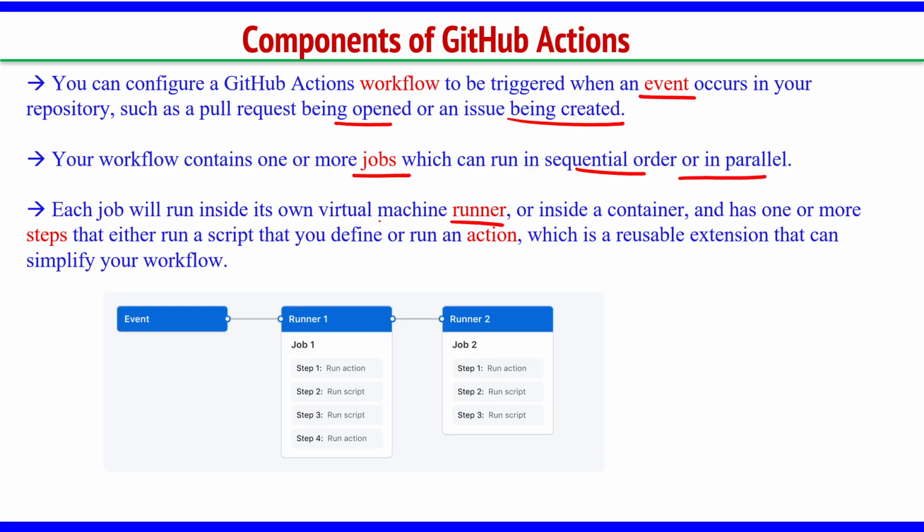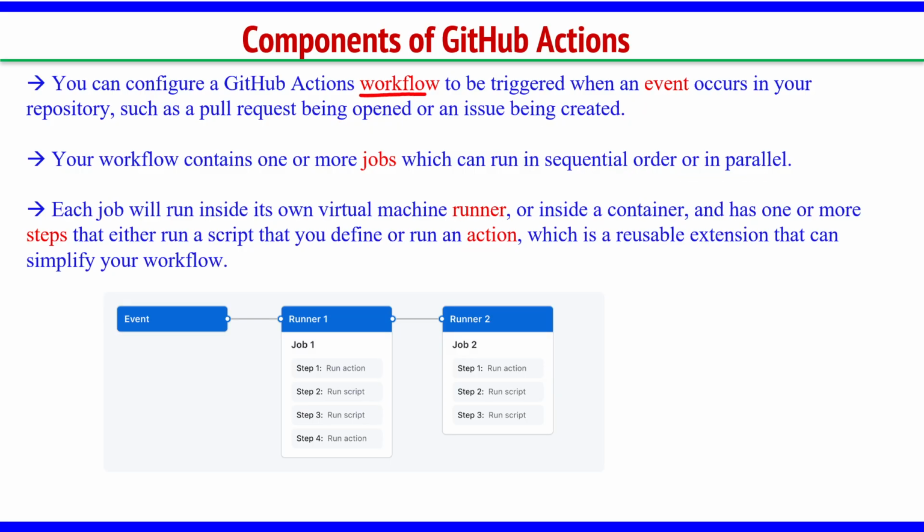Okay, each job will run in its own virtual machine runner or inside a container depending on the project, and has one or more steps that either run a script that you define or run an action, which is a reusable extension that can simplify your workflow. Okay, so there are so many terms here. The components of GitHub Actions.